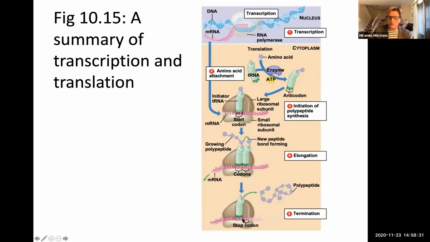This continues until one of the stop codons is brought in. There is no transfer RNA molecule to bring an amino acid in for the stop codons. So that signals the termination step, which is the final step of producing the primary sequence of the protein here.